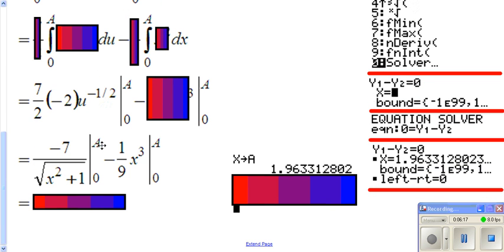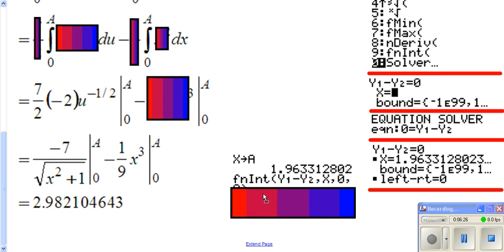When you integrate that, you get this. And then all you'd have to do is plug that messy number in, subtract what you get when you plug in 0. And you would get this. However, an easier way to do it is to go to your numeric integration.